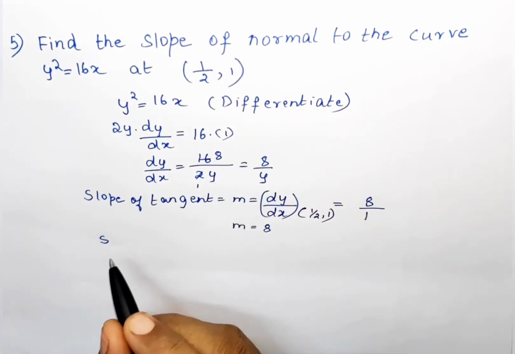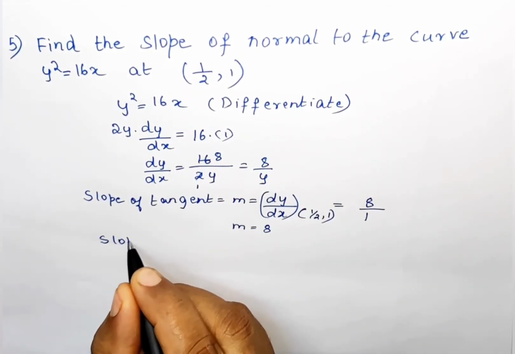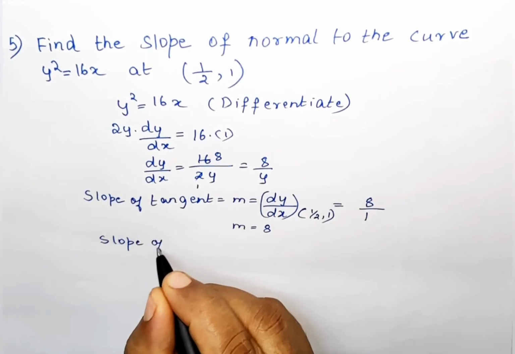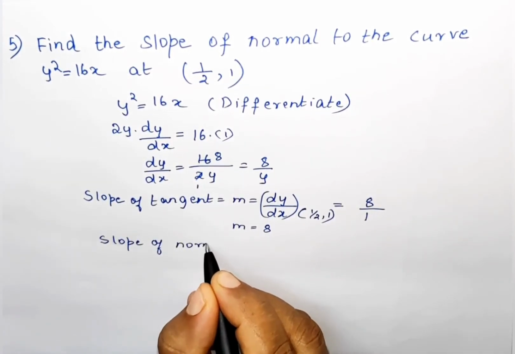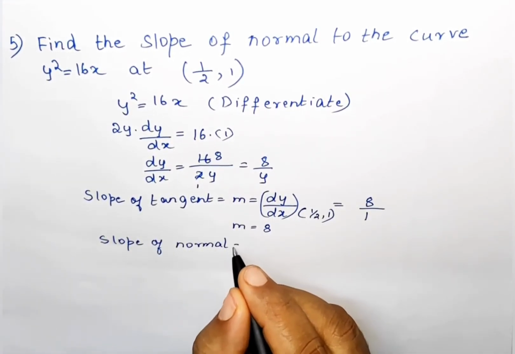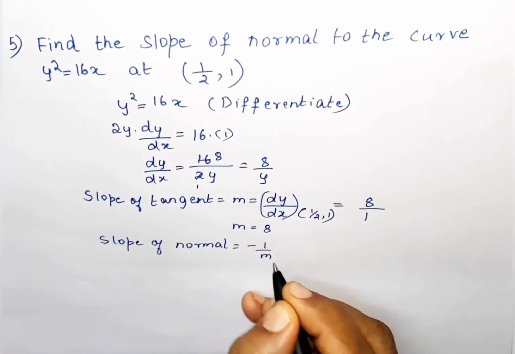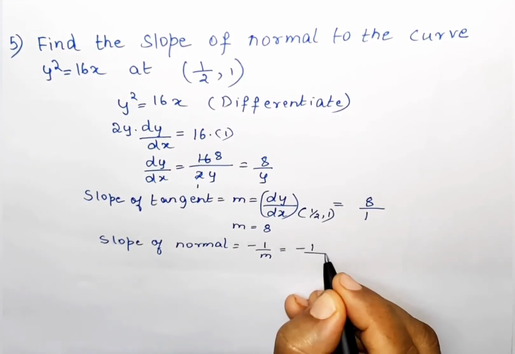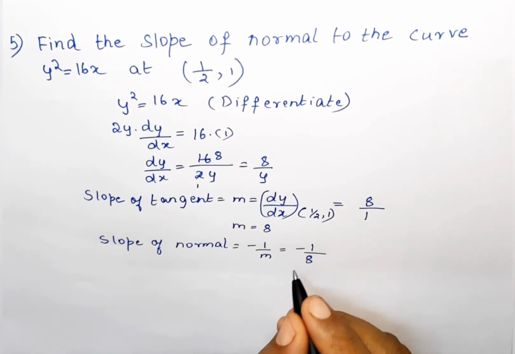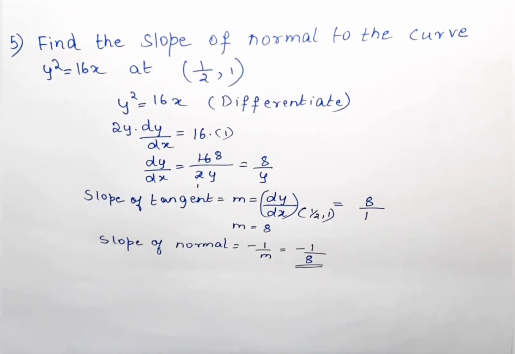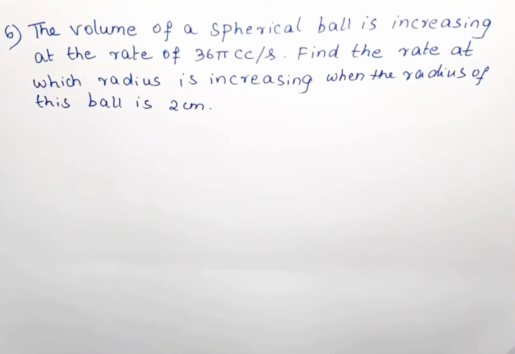Now we have to find the slope of the normal. There is a formula for slope of normal. The slope of the normal is given by minus 1 by m. So slope of the normal will become minus 1 by, our m is 8. 8 by 1 is 8. So minus 1 by 8 is the slope of the normal.